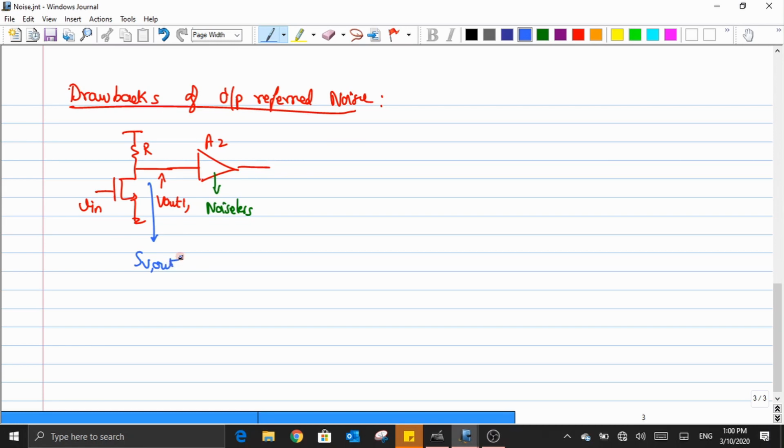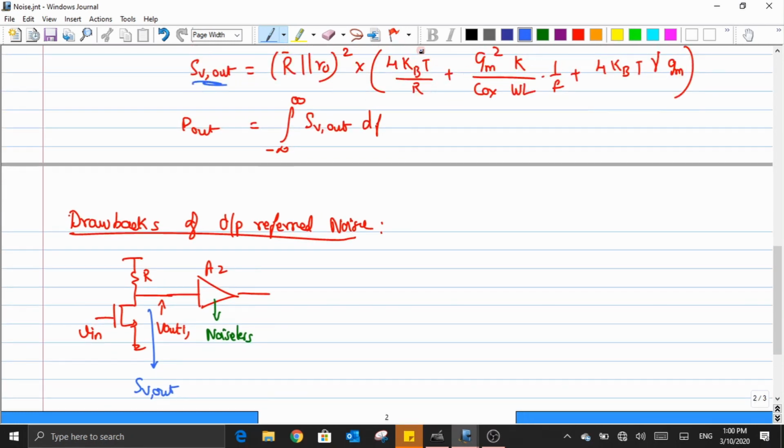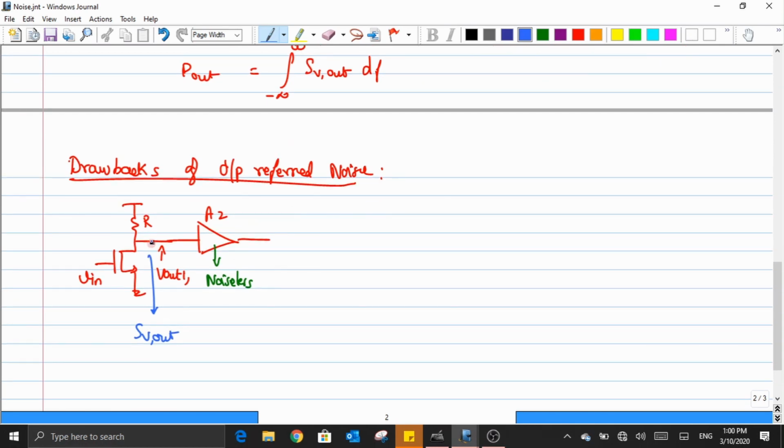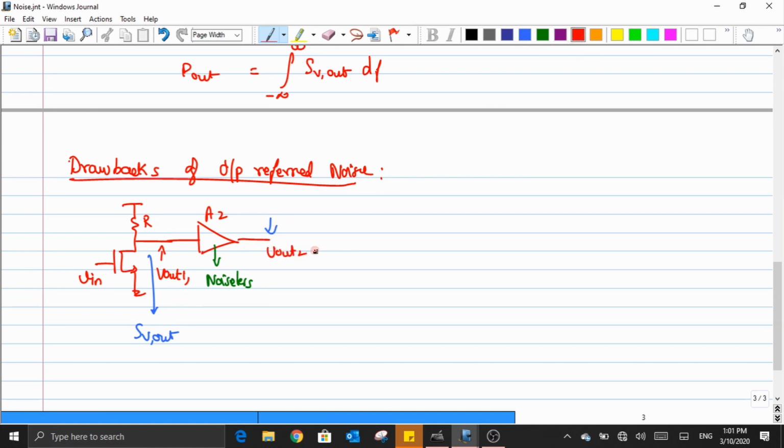Whatever I've written down here, this entire quantity is denoted as the noise at the output of the first stage, and I'm labeling it as SV of out in terms of noise voltage source, and its power spectral density is given by this term. Now what happens when this noise signal is being passed on to the noiseless amplifier A2? What happens to this V out 2? Yeah, noise will get amplified.